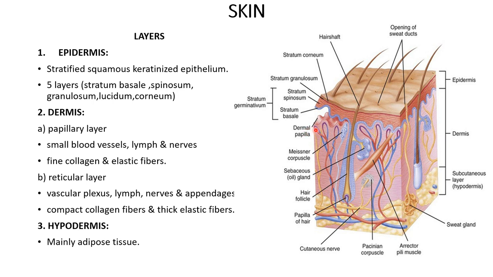Then the dermis constitutes two further layers: the papillary layer, which consists of a capillary bed and is made up of loose connective tissue, and then the reticular layer, which is made up of dense irregular connective tissue, which contains the vascular plexus, the lymph, nerves, appendages, collagen fibers, and thick elastic fibers. Then finally we have the adipose tissue, which constitutes the hypodermis.